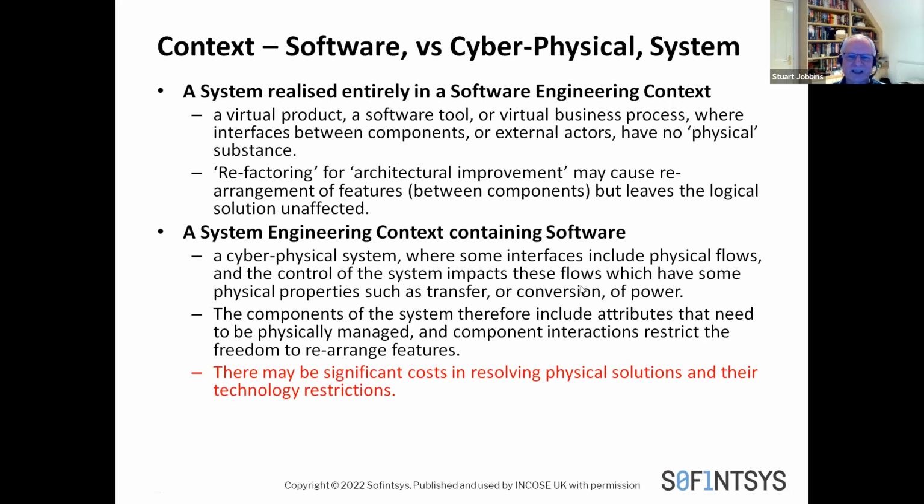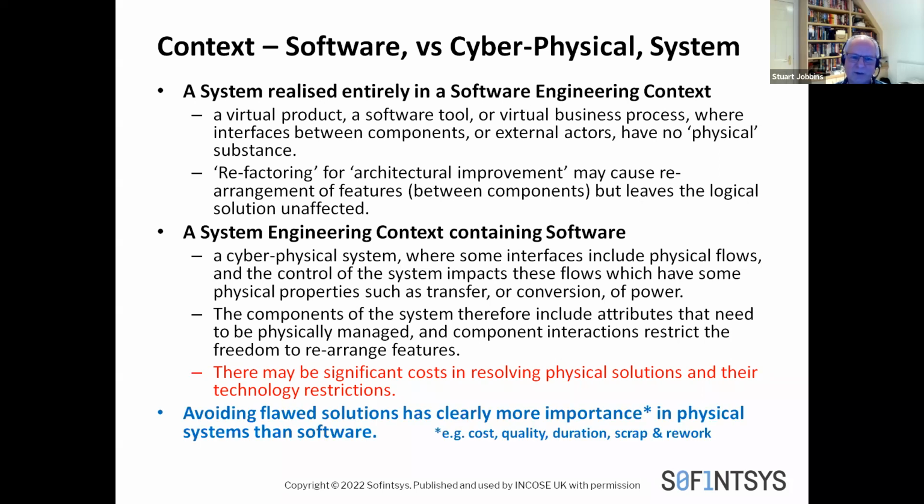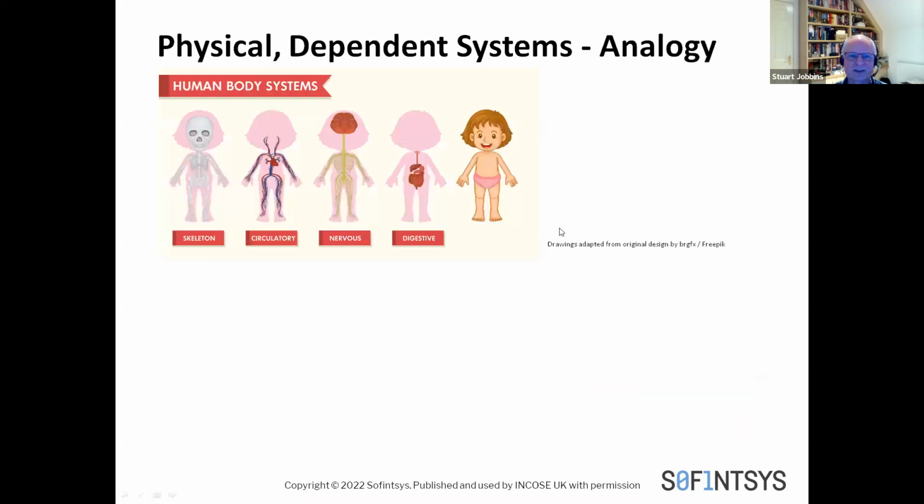In a system engineering context, which may contain software by definition in cyber systems, some of those interfaces include physical flows, and the control of the system impacts those flows. So typically in systems I work with, there is some transfer of power or conversion of power. And therefore, there are some attributes that need to be physically managed, whether it be mechanical vibration, rigidity, shaft motion, electrical power, thermal. There's lots of things that need resolving. And therefore, avoiding flawed solutions has clearly more importance in physical systems than in software because of this investment in our future needs and meeting all those demands.